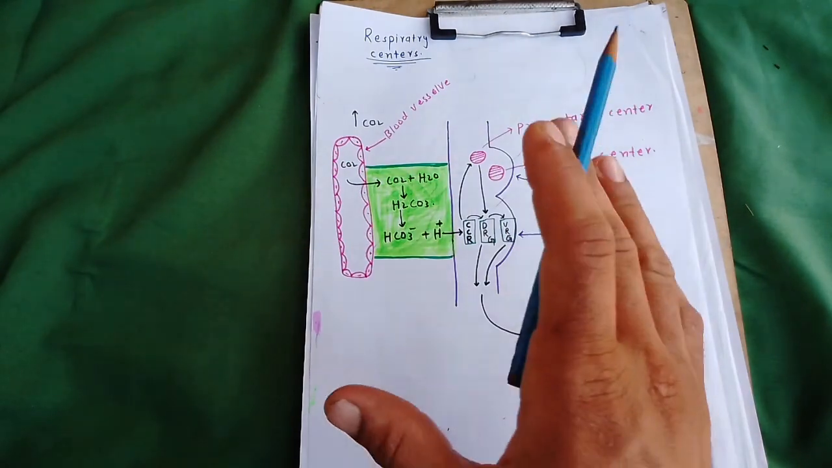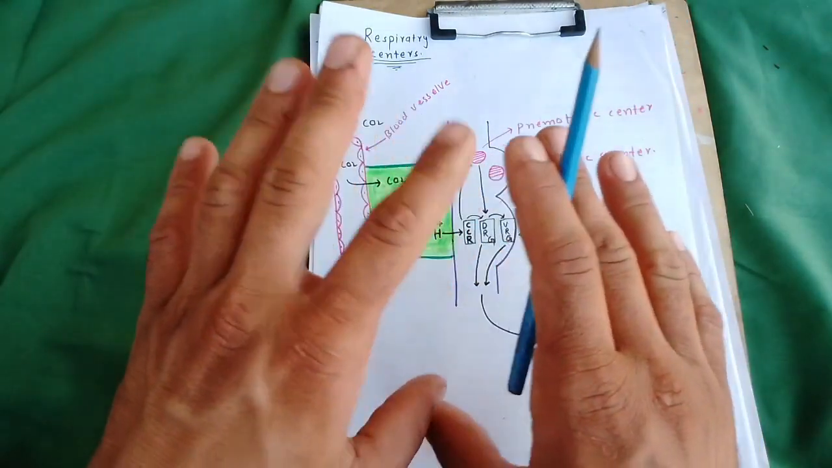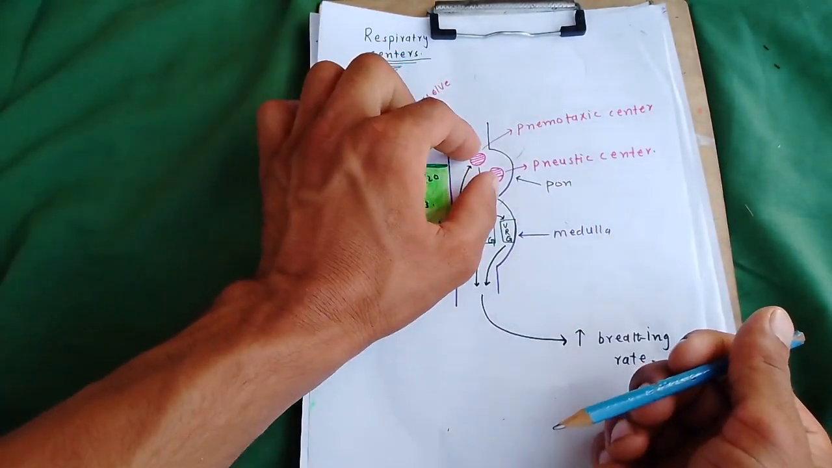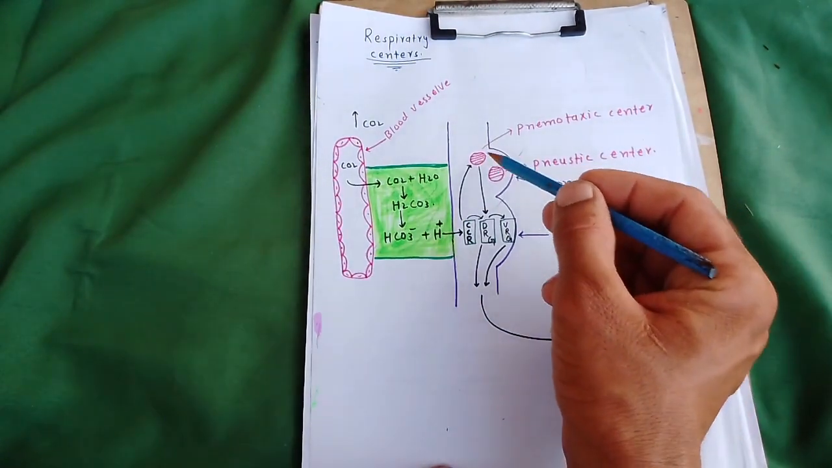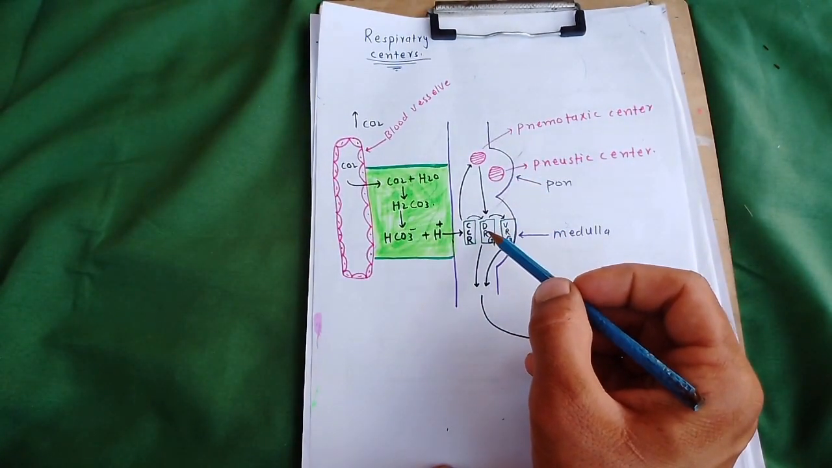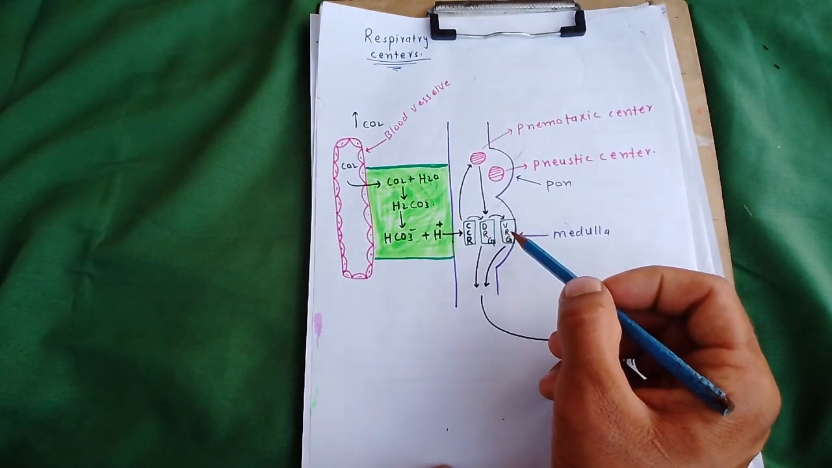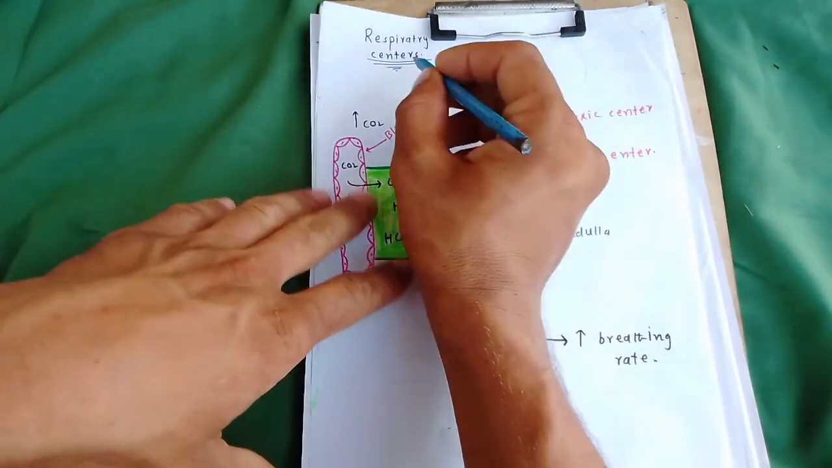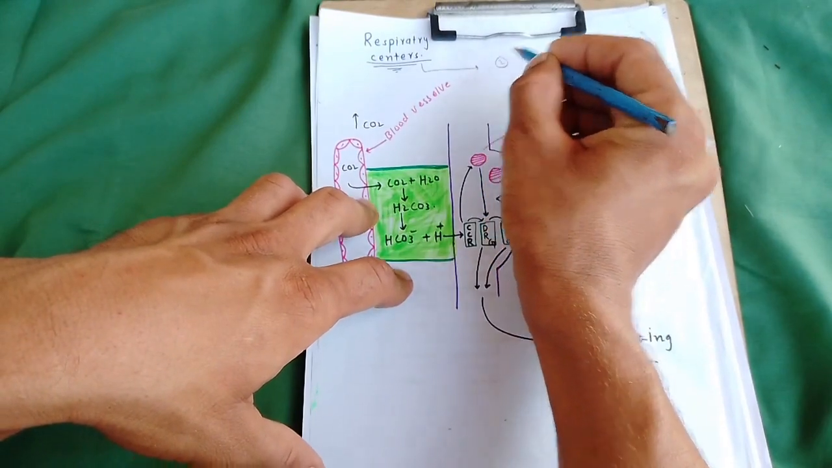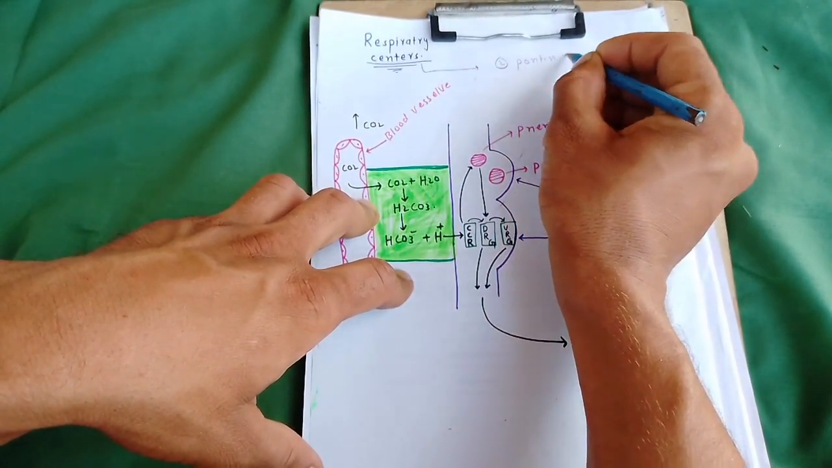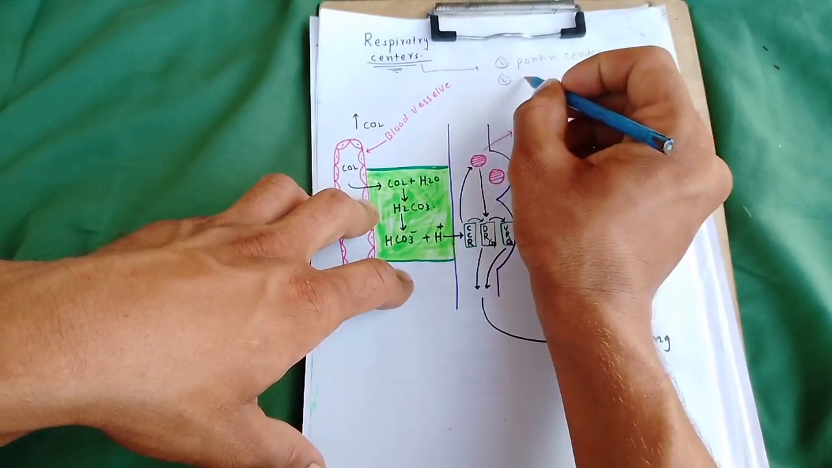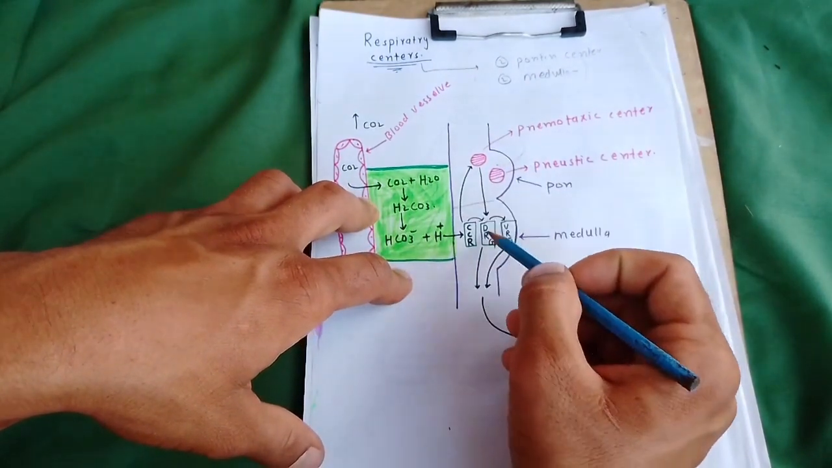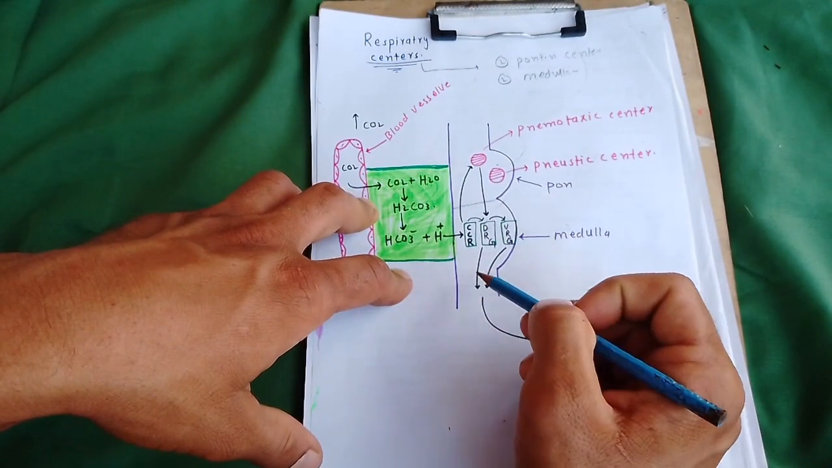What is meant by respiratory center? Respiratory centers are the centers which regulate respiration, breathing, inhalation and exhalation. This structure is present in the pons. The pneumotaxic center and apneustic center are present in the pons, while the dorsal respiratory group and ventral respiratory group are the two structures present in the medulla. There are four respiratory centers: two are called pontine centers, and two are called medullary centers.